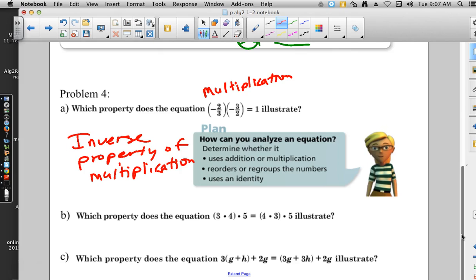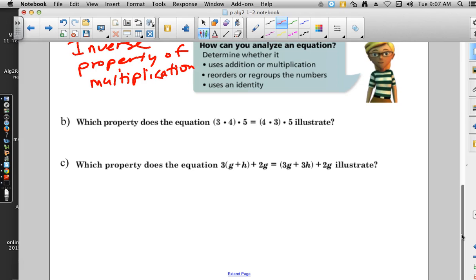Okay, so what if we don't get that chart? How do we think our way through this? Well, as you look at that, you think, okay, negative 2/3. They're multiplying it by negative 3/2, and now it's something different. So it can't be the identity because it didn't stay the same. But what they did was they undid negative 2/3. And to undo something and get a totally different number, that's the inverse. So the inverse property of multiplication.